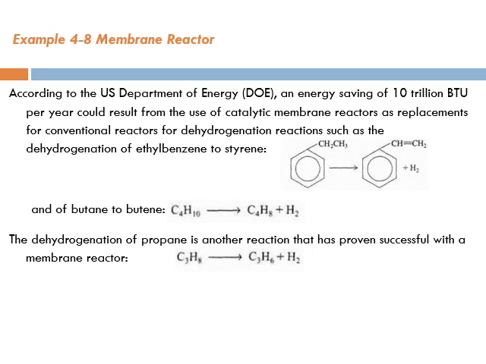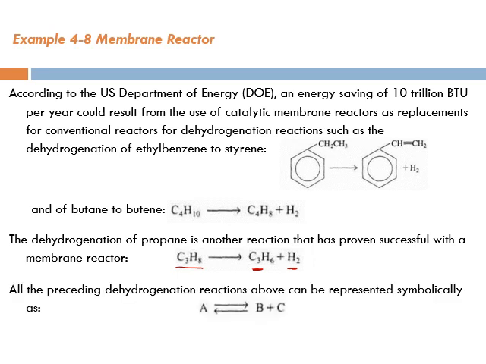The dehydrogenation of propane is another reaction that has proven successful with the membrane reactor. So we have here propane and it's getting dehydrogenated to propene. All the preceding dehydrogenation reactions above can be represented symbolically as A reversibly converted to B plus C, and could take place on the catalyst side of an inert membrane reactor or inside a catalytic membrane reactor.